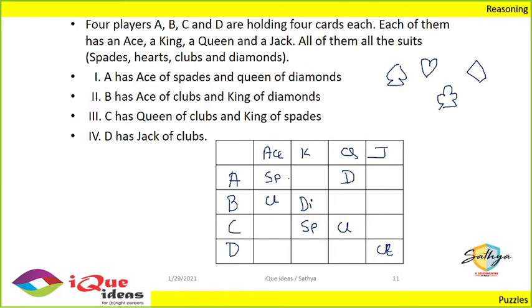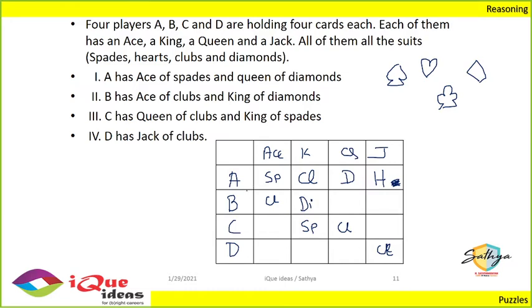A already has spades and diamonds. So A needs clubs and hearts. Now, if I put this as king of hearts and jack of clubs, then see what happens. If A has jack of clubs, then D also has jack of clubs, which is not possible, right? So I cannot say that A will be having the jack of clubs because jack of clubs is already taken by D. So A should be having the king of clubs, which makes the jack hearts. Did everybody get this first part?